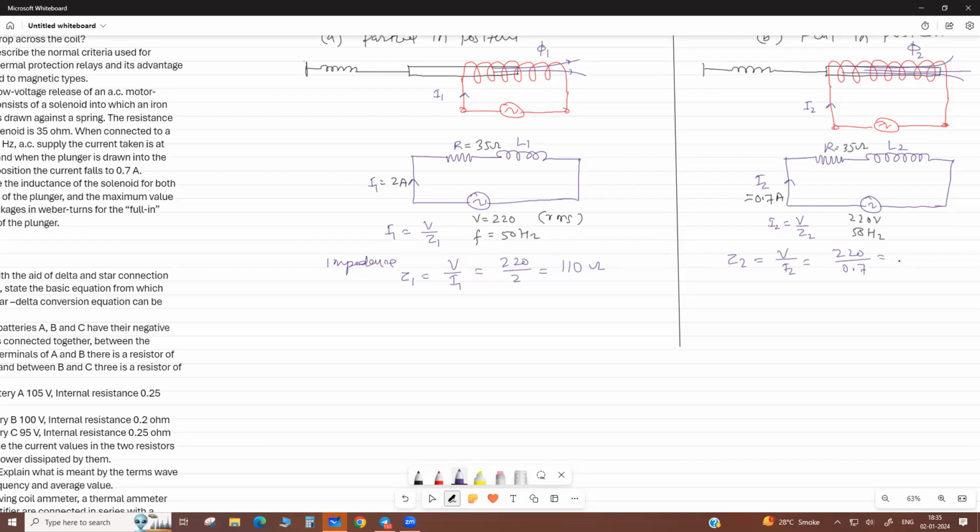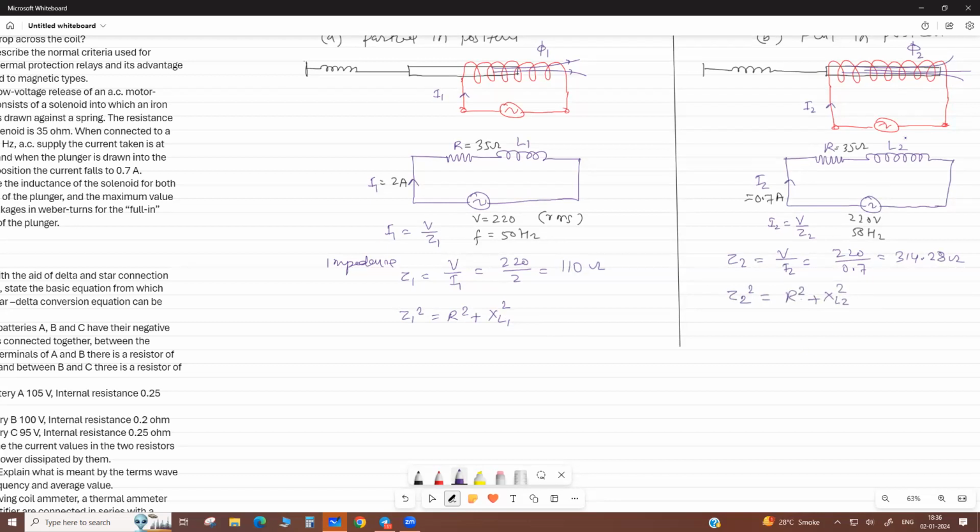So now we calculate the circuit total impedance of the coil, in both cases. It comes to 14.38 ohm. Now R we know. So you know the impedance equation: Z1 square equals R square plus XL1 whole square. Here Z2 square equals R square plus XL2 whole square.